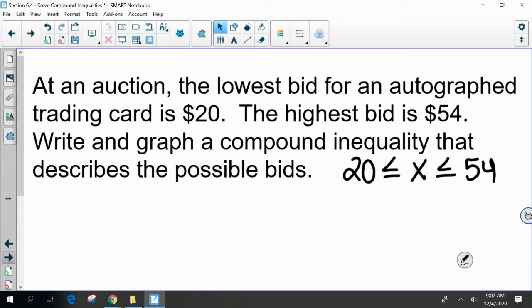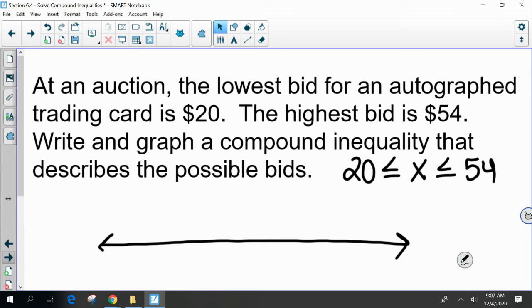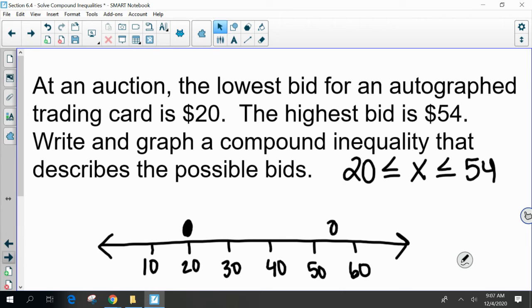And then we would graph this. And I don't have a line on my paper. Okay, so what I would do is those numbers are really far apart. I would just go by tens. And just kind of eyeball what 54 is.